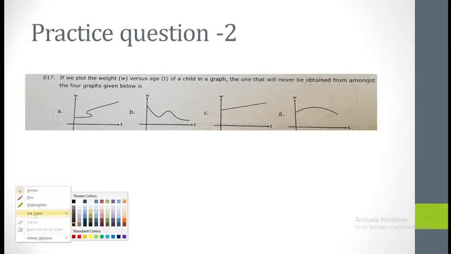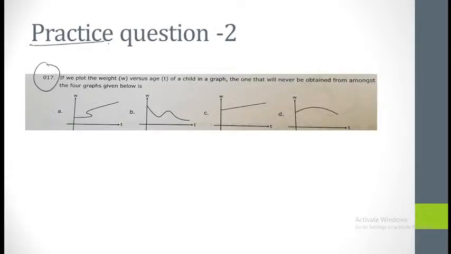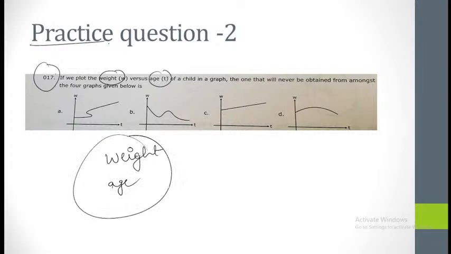Now this is a general aptitude question. Get the answer for this particular question now. The question is that if we plot weight versus age, so we are plotting the weight and the age of a child in a graph. It is asking, out of the 4 graphs given in front of you, which graph is not possible, which graph can never be found, no matter what the age or any other aspect of that particular child is. You need to find out which of the graphs could never be obtained. Get the answer for this question, then we'll discuss it together.